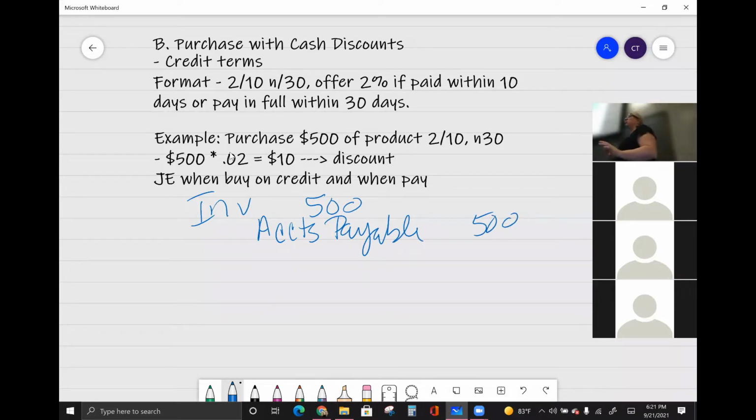Okay, nothing changed yet. Now, if I decide that I'm going to pay for this within the 10 days of that purchase, I get to take 2%. So I figure out what that is. It's simple. You just take the 500 times 0.02 to get your discount. Our discount is going to be $10.